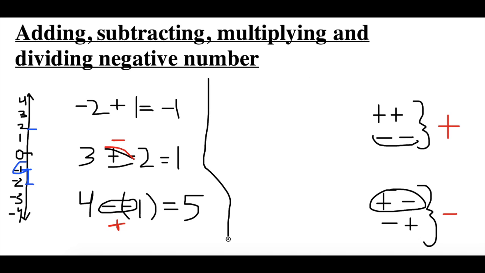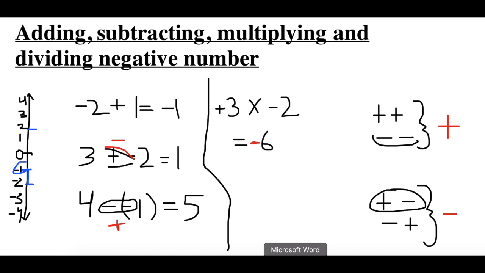So now we will move on to multiplication and division. Let's say that we have 3 times -2. Now we know that 3 times 2 is 6. But is this 6 a positive number or a negative number? Let's see. 3 is positive and 2 is negative. These are unlike signs and two unlike signs make a negative. So the 6 is negative.